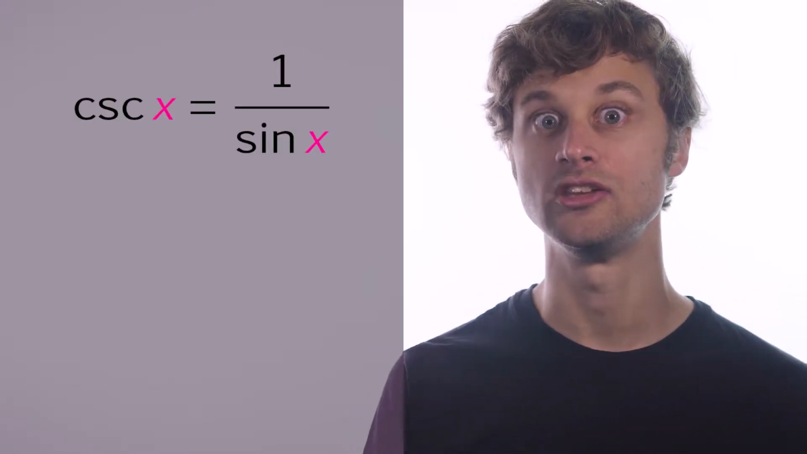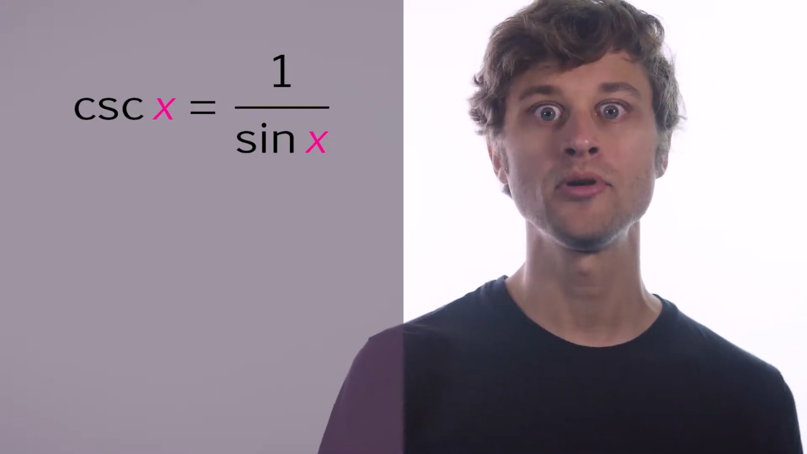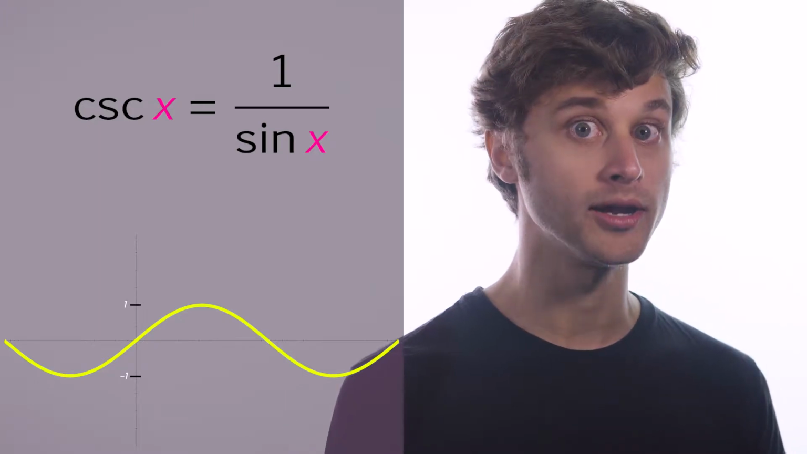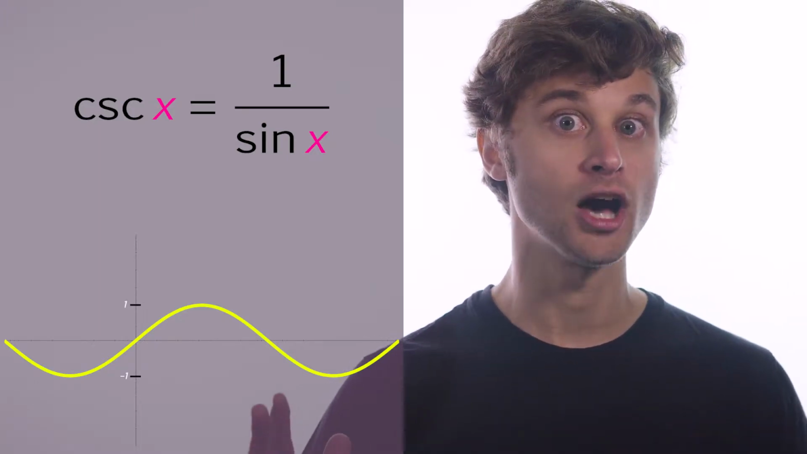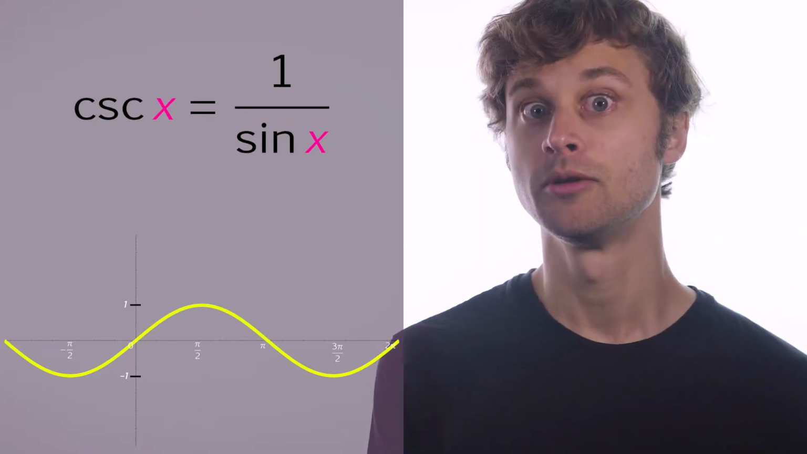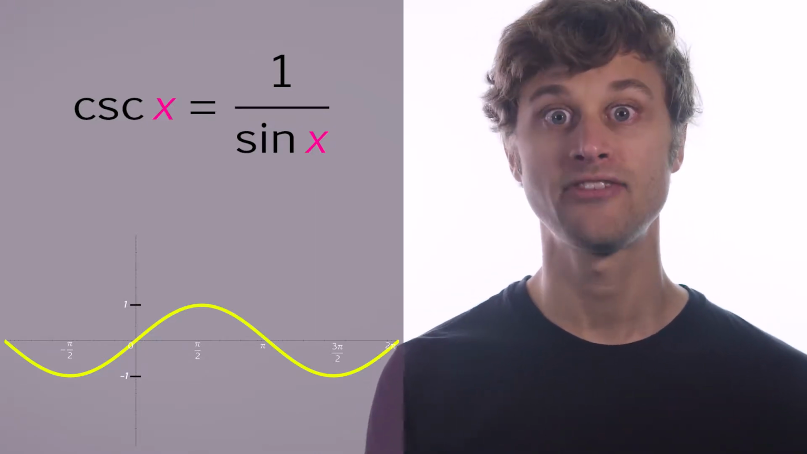So, reciprocal trig functions, what are they? I think the easiest way to understand them is to look at them in relationship to their associated trig function. Let's start with cosecant, which is the reciprocal of sine. So remember that sine oscillates between the values -1 and 1 for every period of 2 pi. So we should expect cosecant to have a similar period, 2 pi. And in fact, it does.